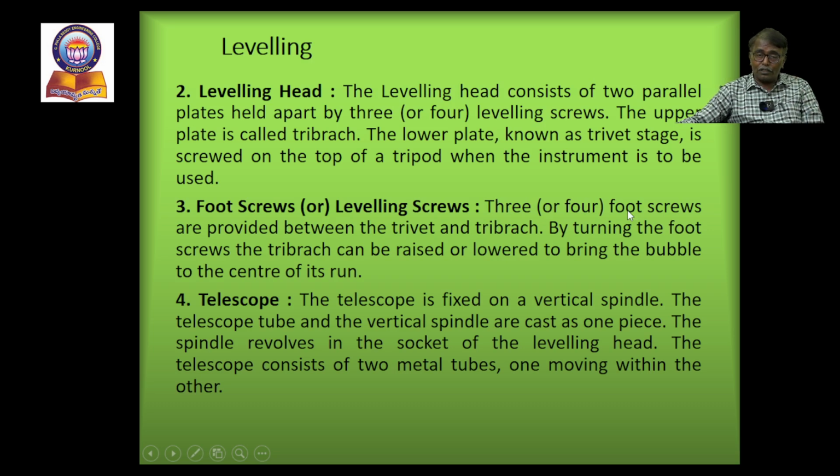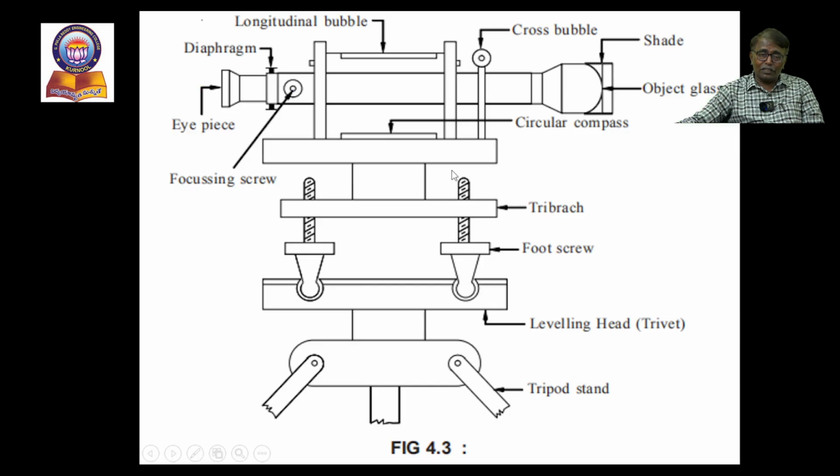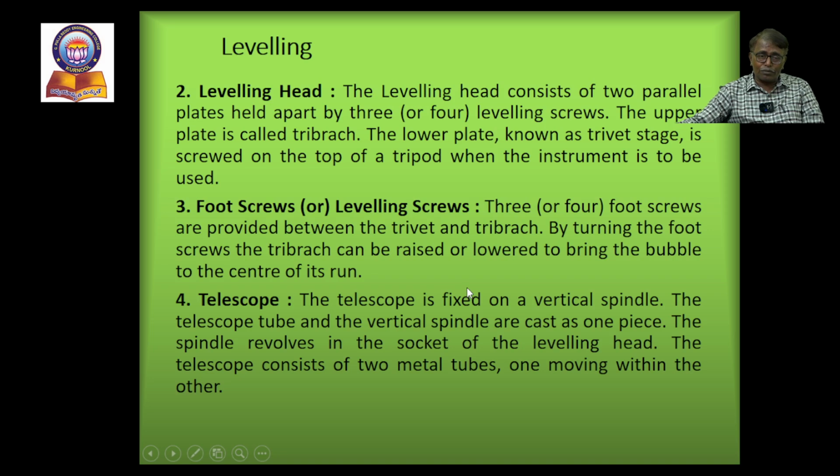Foot screws. These are important in the leveling instrument. 3 or 4 foot screws are provided, generally 3, between the trivet and the tribrach. You can observe it here. 3 foot screws are provided. 2 are visible here. The third one is on the further end. So 3 foot screws are generally provided between the tribrach and trivet. That is the leveling head. In between those two, these foot screws are provided.